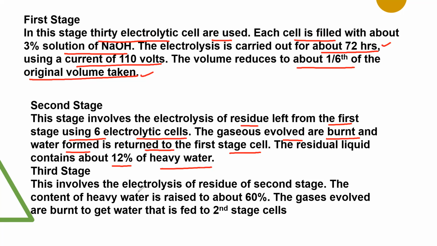Third stage. This involves the electrolysis of the residue of the second stage. The content of heavy water is raised to about 60%. So from 12% it is raised to 60%. The gases evolved are burnt to get water that is fed into the second stage cells.